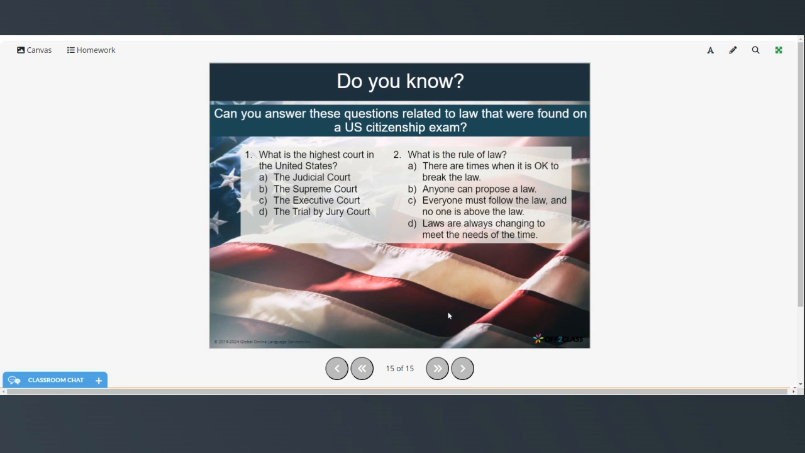All right, so these are some questions that are found on the U.S. citizenship exam. What is the highest court in the United States? The correct answer is B, the Supreme Court. And what is the rule of law? That would be letter C. Everyone must follow the law and no one is above the law.